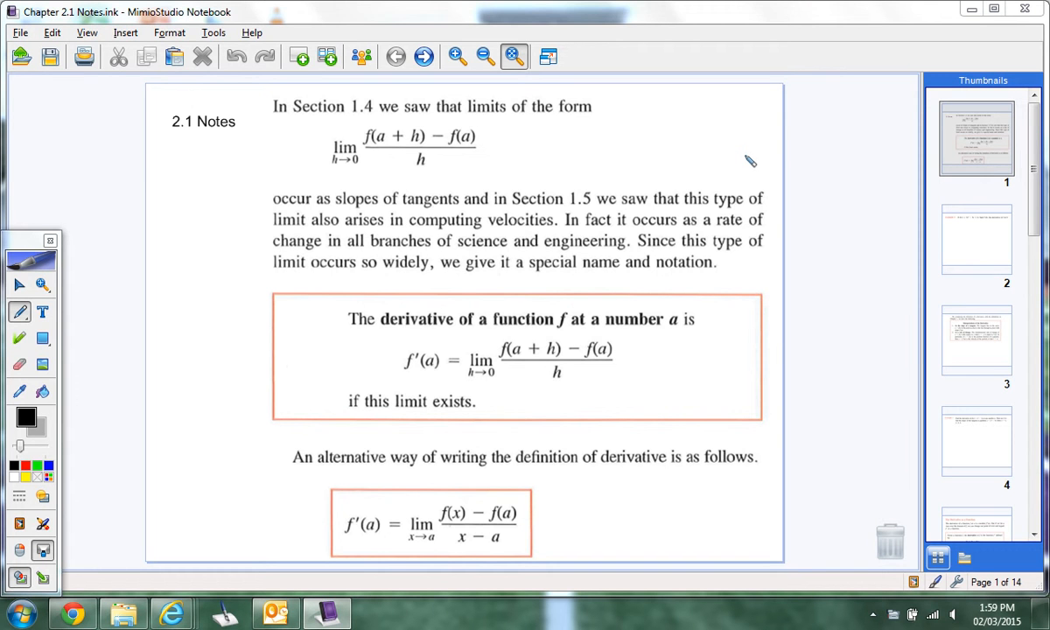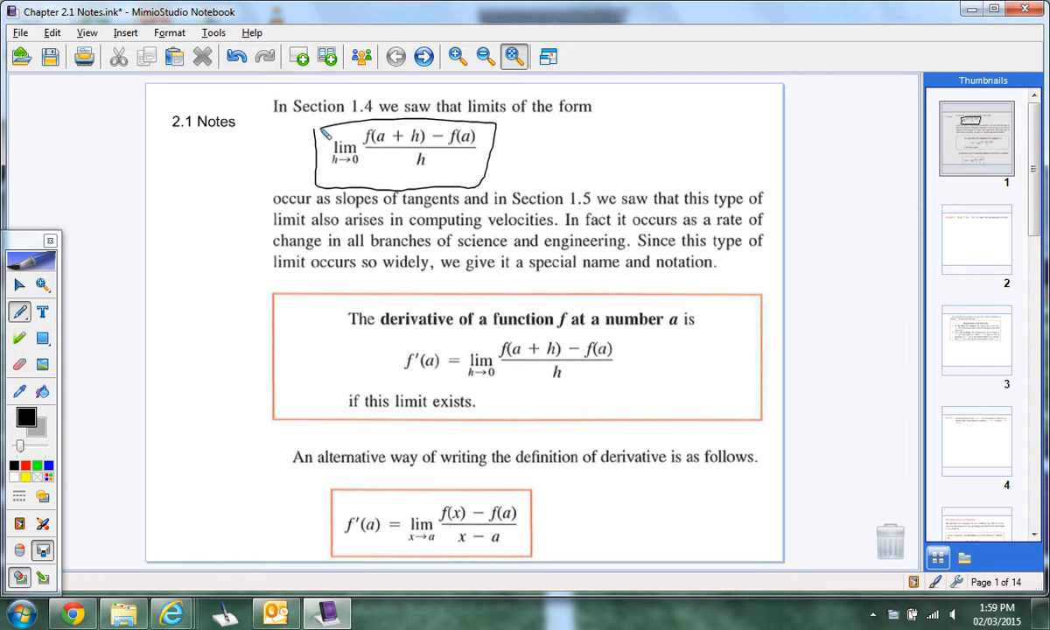Unit 2. This is lesson 2.1 in your book. Hopefully this is familiar to you, but we have worked on this. f of a plus h minus f of a, all over h, and that is what we're going to use as the connection with derivatives.